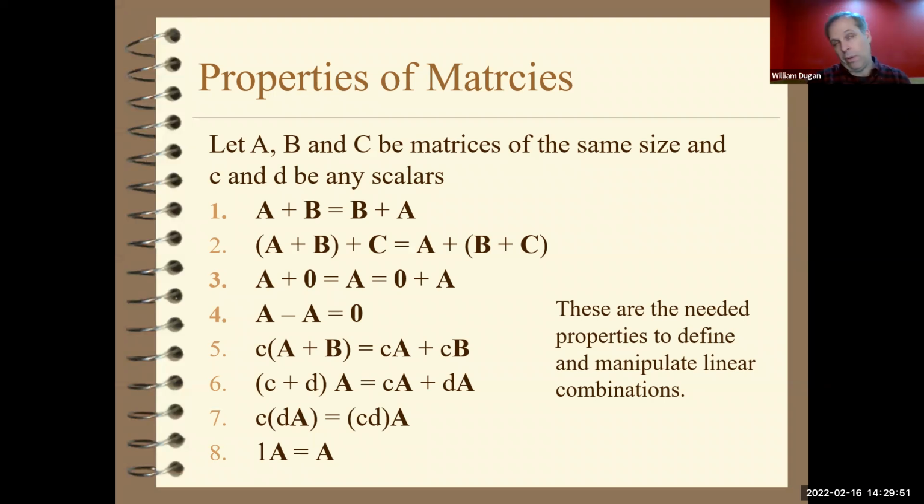The last one, not the last one, but 7 is associativity of constants, which means that if you have a constant times another constant, and those constants are just willy-nilly throughout the expression, you can just combine them. Just put them out front of the matrix. It's just easier that way. And then lastly, 1 times A is just A. These are the main 8 properties that we need in order to define linear combinations and to do the algebra that we would like to do.